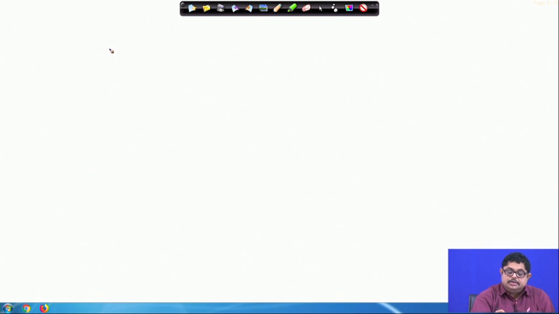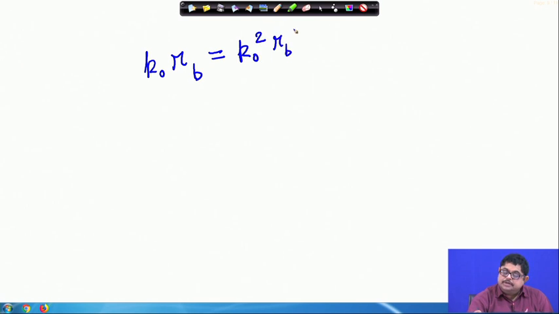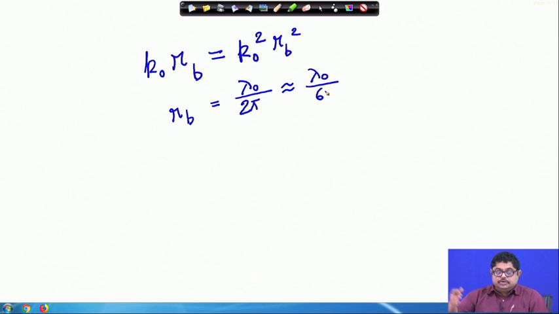So, let me equate that: k naught R b is equal to k naught square R b square. So, the value of that R b, if you do this, will come to be lambda naught by 2 pi. So, roughly I can say that it is lambda naught by 6. So, at a distance of lambda naught by 6 from the current element, the induction field and the far field are equal.